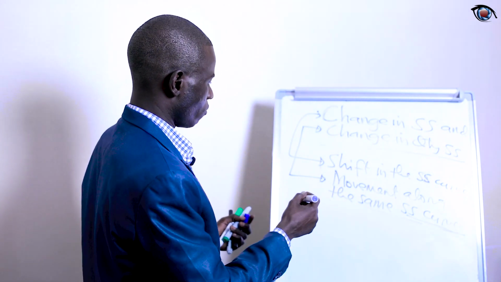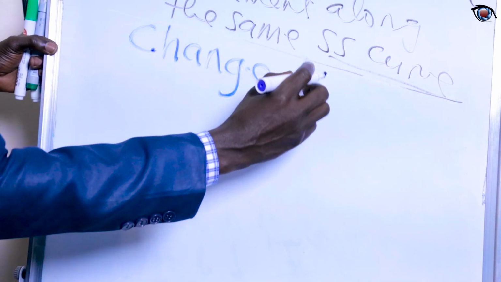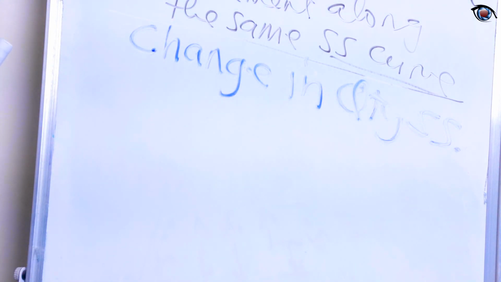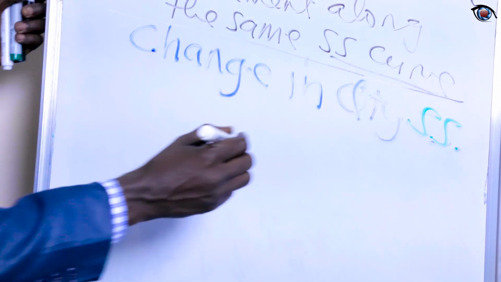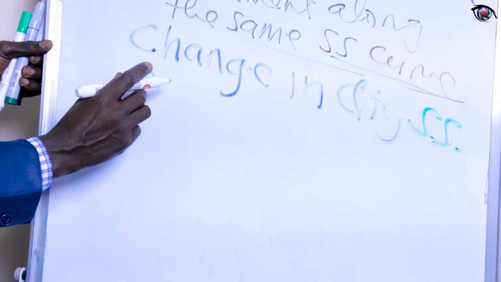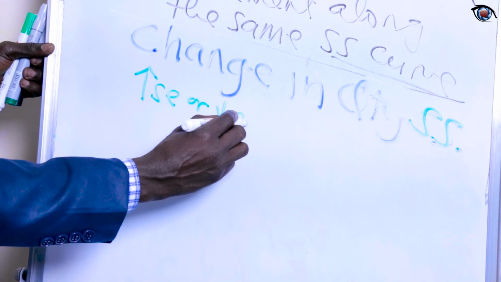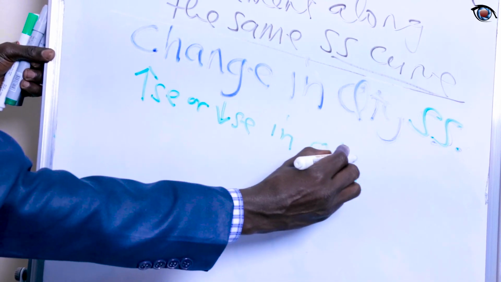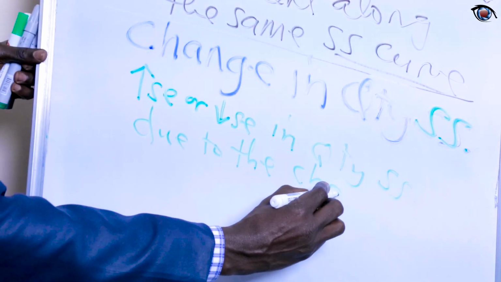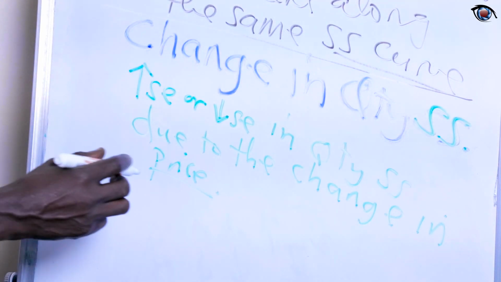Okay, so now let us define change in quantity supplied. Change in quantity supplied is an increase or decrease in quantity supplied due to the change in the price of the commodity.